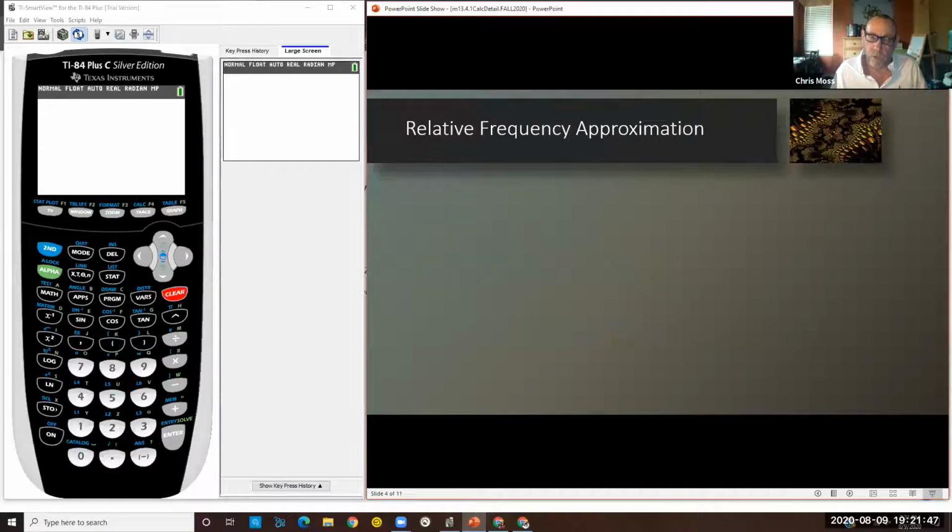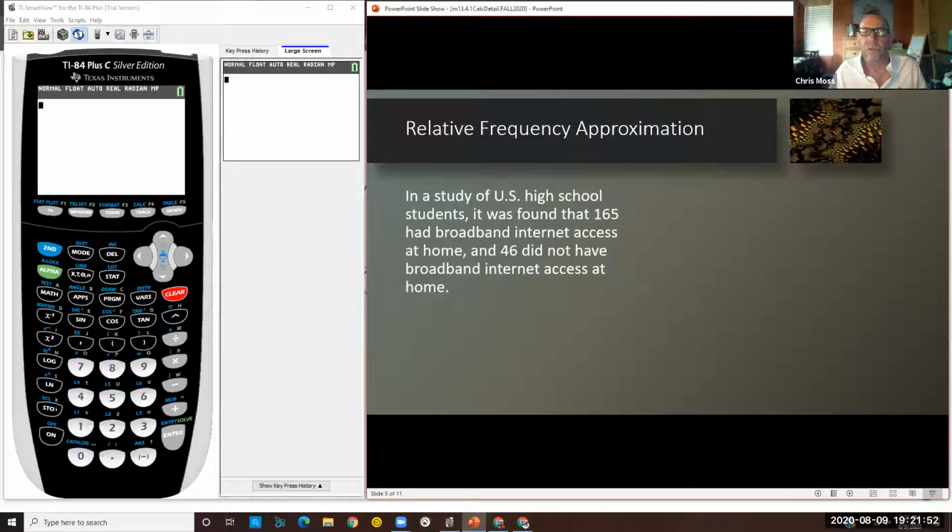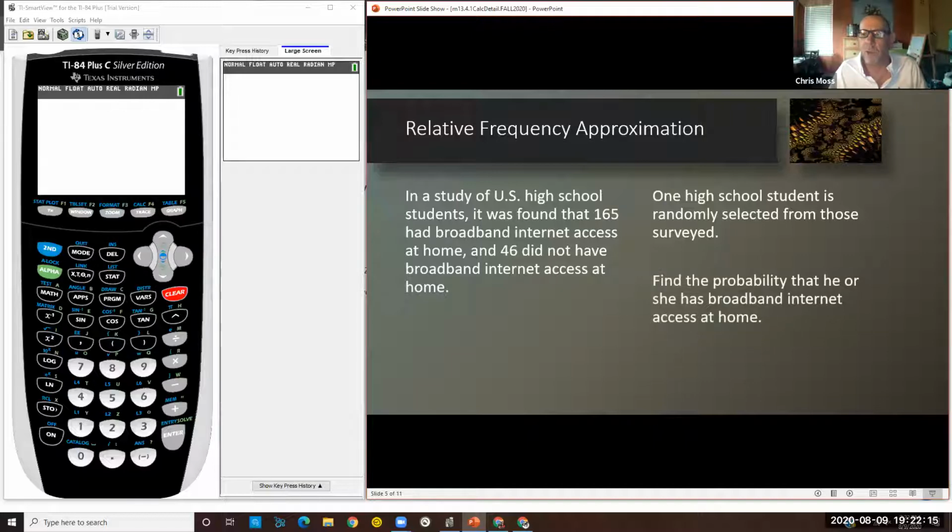So here we go. Here's a worked example. A study of US high school students found that 165 of them had broadband internet access from home, while 46 did not have that broadband internet access. Turns out to be kind of important in this virus day and age. So we're going to select one student from that group that was surveyed and asked about their internet connection speeds. We're going to try and find the probability that that particular person selected from that group has internet access at home.